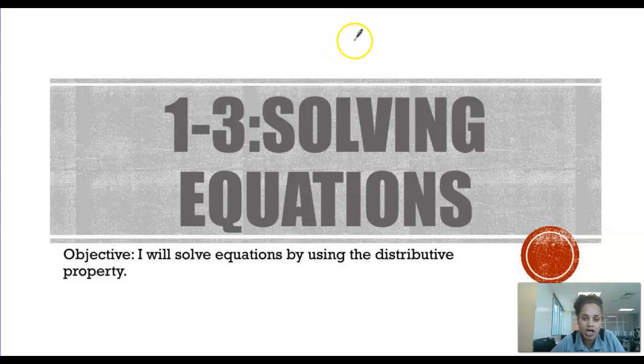Hi guys, today's August 28th and we're going to go ahead and get started on section 1-3, solving equations. Hopefully by the end of the lesson, you'll be able to use the distributive property to help you solve.